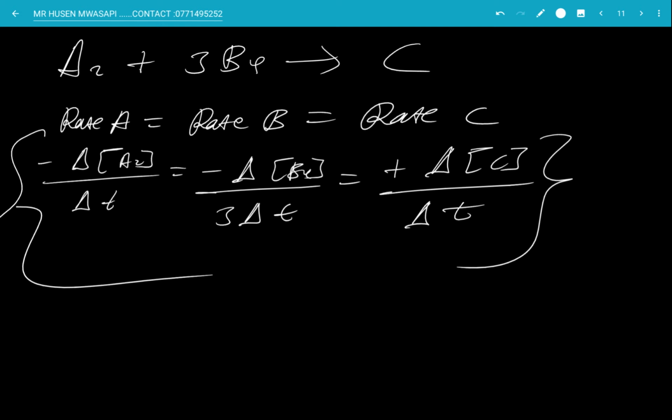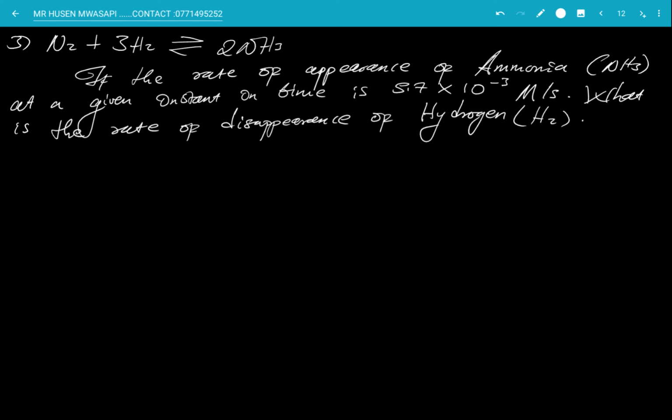And every time you've been given one rate and you've been asked to find another rate, remember to only use the one you've been asked to find and the one given. So if I was given that of A2 and I'm asked to find the one for B4, I'll only compare A2 with B4. If I've been given A2 and C, I'll just use A2 and C. If I've been given C and B4, I'll just compare B4 and C. Remember that. Alright, let's look at another example.